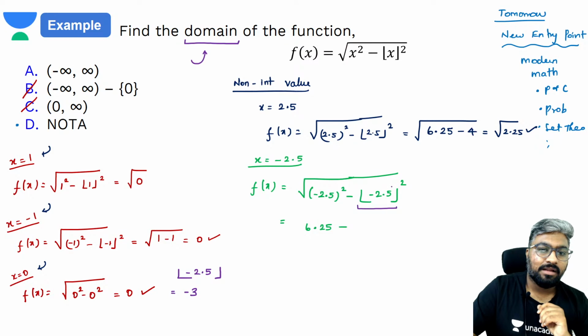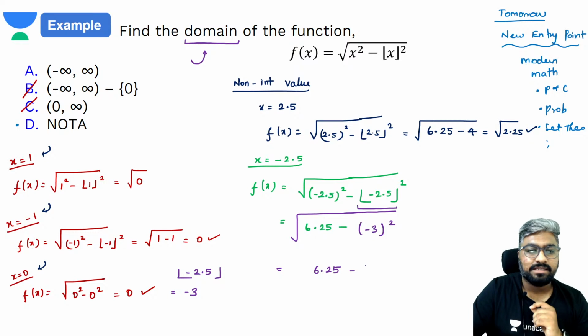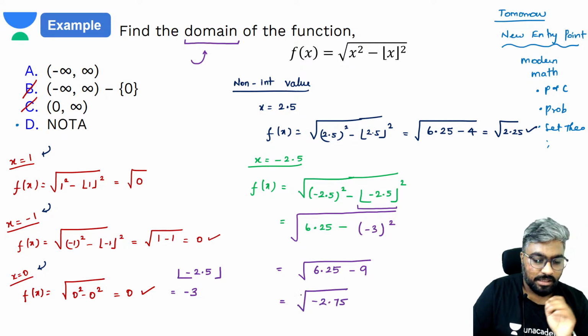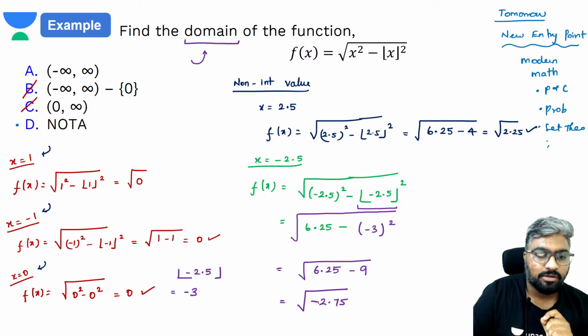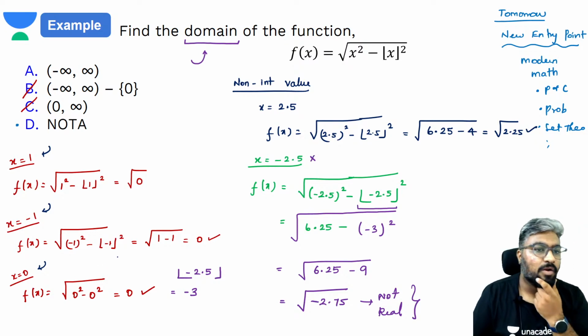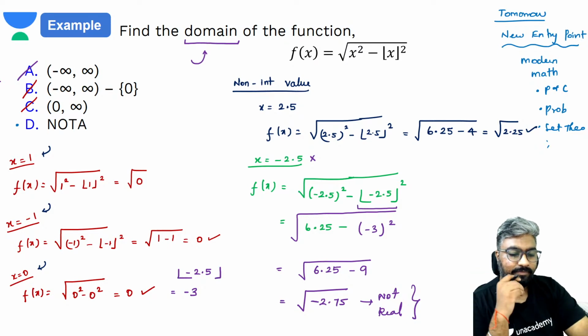So it is -3, which means this becomes the square root of 6.25 minus (-3) square, which is 9. This is the square root of -2.75. If there is a negative number inside a square root, it is not real. That means this cannot be allowed. x equal to -2.5 cannot be allowed. So A is out of the equation. Got it?